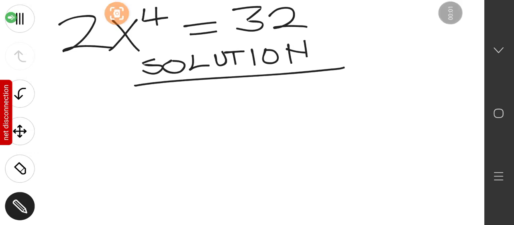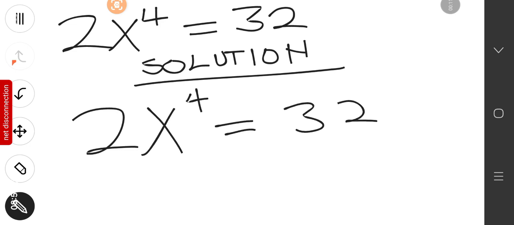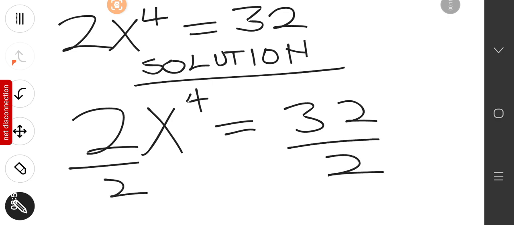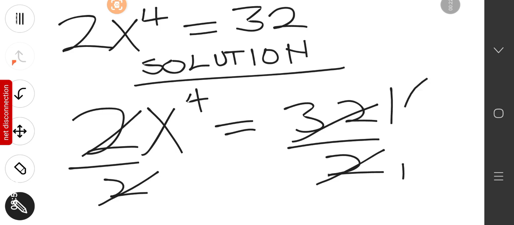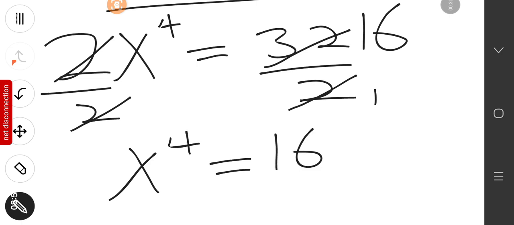Back to the class. So this is a quartic polynomial equation. We are going to have 2x exponent 4 equals 32. We divide here by 2, here by 2, so these 2s cancel, and 32 divided by 2 goes here as 16. So now we have x exponent 4 equals 16.